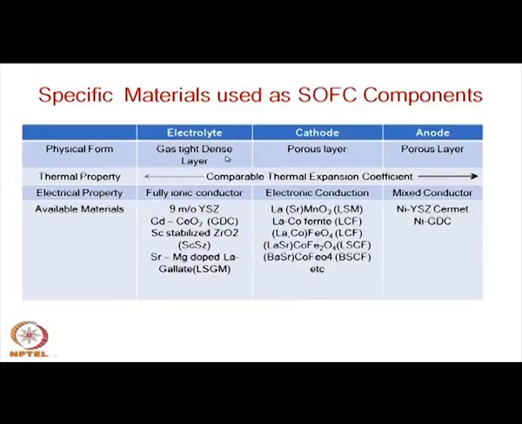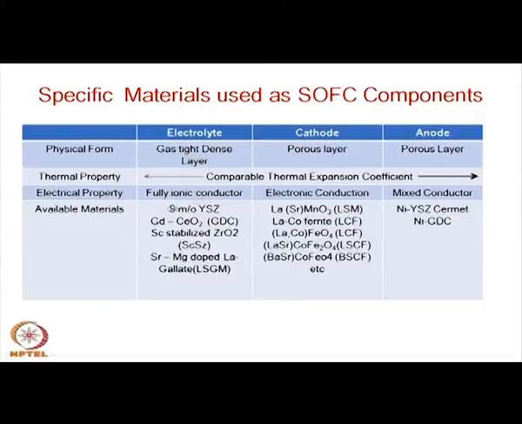Making a dense ceramic, as you can understand, is always a little challenging task. So, one needs a non-porous material, whereas cathode and anode by design have to be porous, otherwise both the reactant gases will not come in contact with the electrolyte, and there will be no electrochemical reaction. Therefore, they have to be porous, whereas the electrolyte has to be dense and it has to be quite thin.